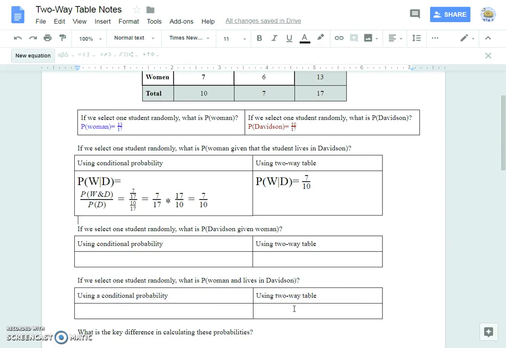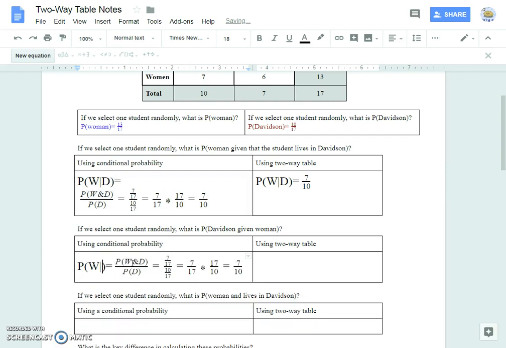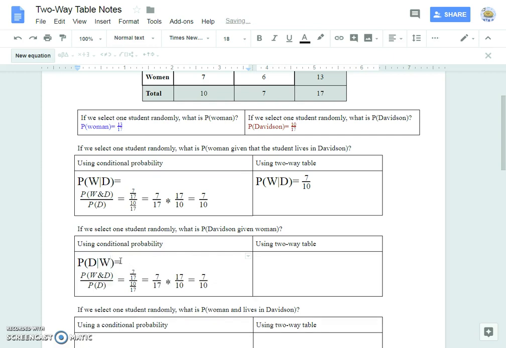Let's do the same thing with two more probabilities. If we select one student randomly, what is the probability that they live in Davidson County given that they're women? Notice this is not the same probability that we just calculated before. I'm going to highlight this. Here we have that they live in Davidson given that they're a woman. Again, we have both here, so Davidson and woman, over what we're given. This time we're given that they're a woman. So Davidson and woman, we calculated that in the previous problem.